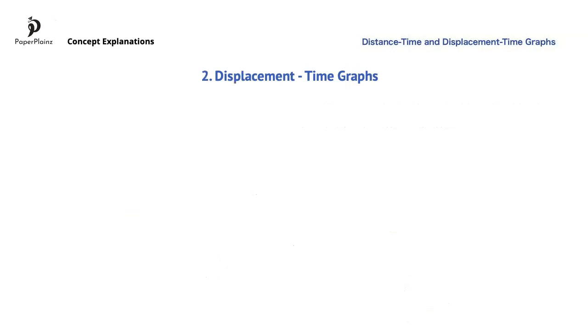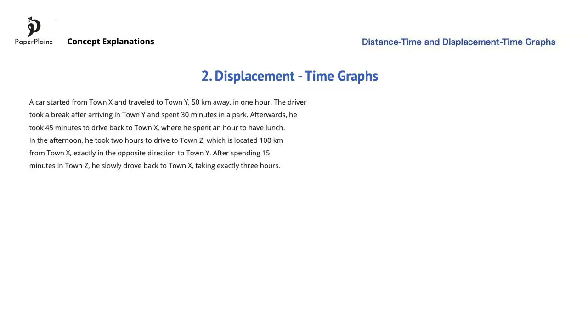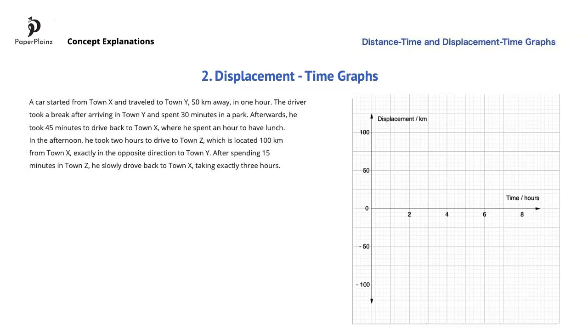Next, let's discuss displacement time graphs. Here, instead of starting with a graph and creating a story, we are going to start with a story and create a graph. Here is the story. And here is the grid where we will draw the graph. One of the first things that you probably notice is that the displacement has negative values.